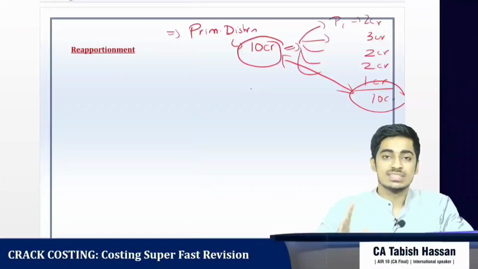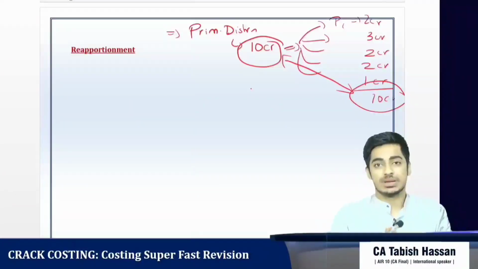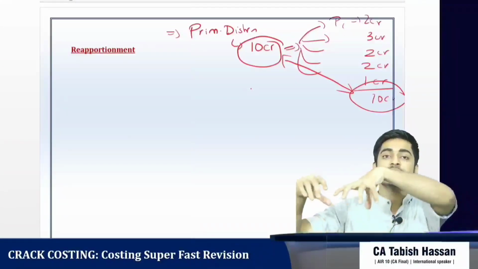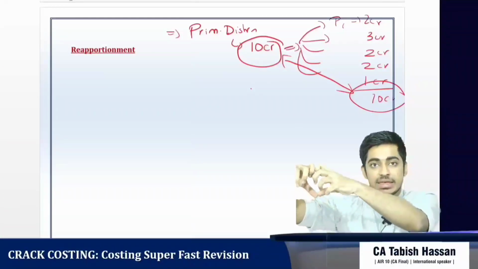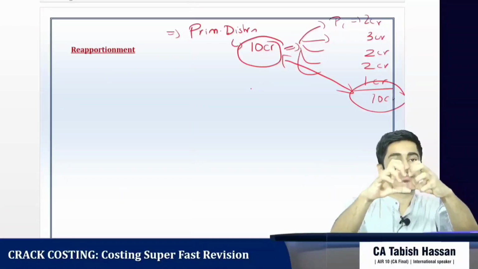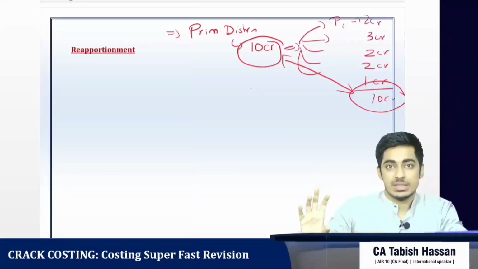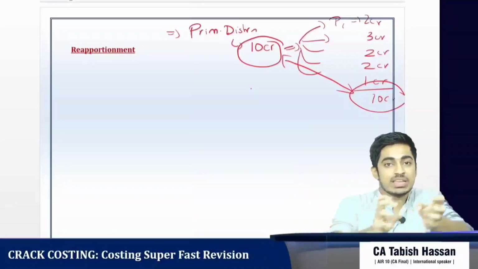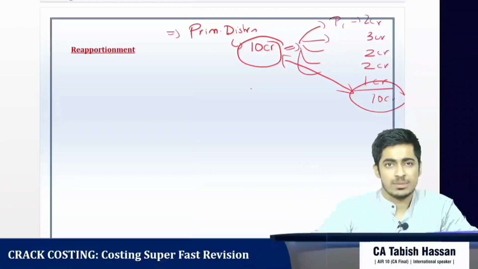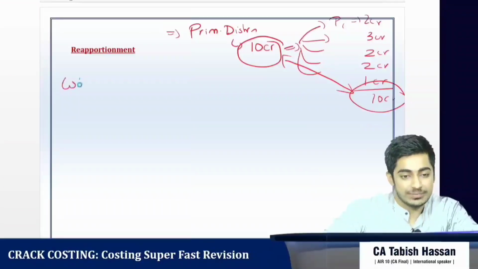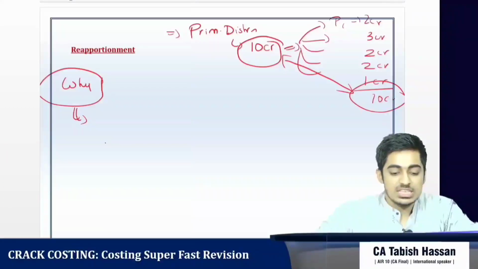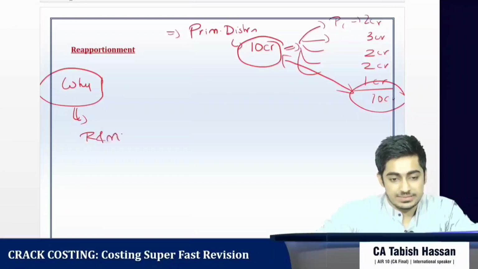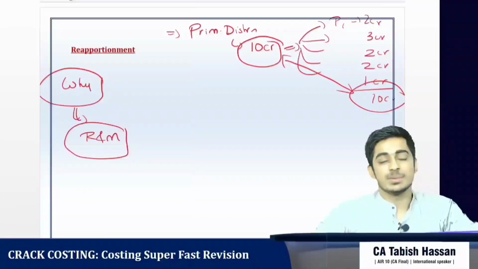Reapportionment is also called secondary distribution. What we do in reapportionment, we have the total department wise cost for service department. We eliminate it from there and charge it to the production department. By the end of reapportionment, the department wise overhead of the service department becomes nil, and that would also be transferred to the production department. But an important question, why is it required? Why is reapportionment required? Say for example, we have repairs and maintenance. We are making repairs and maintenance of a machine.